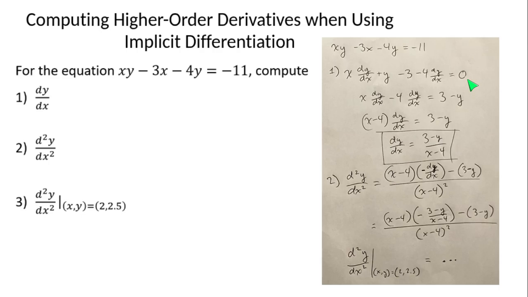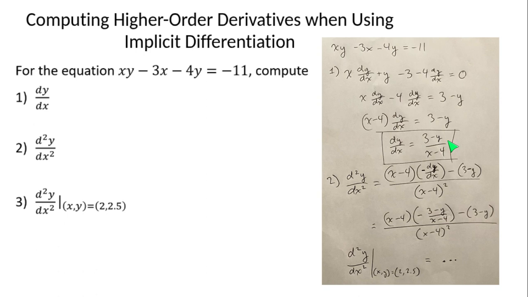Now, I get all of my dy over dx terms on one side via algebra, and all of my non-dy over dx terms on the other. I then factor out a dy over dx and divide out everything that's not a dy over dx to get my answer. There's my first derivative.